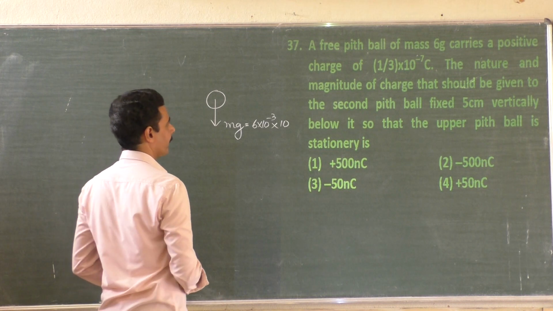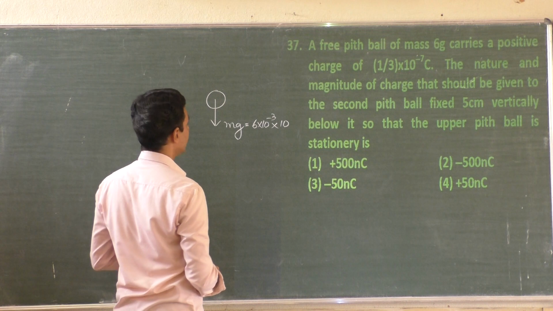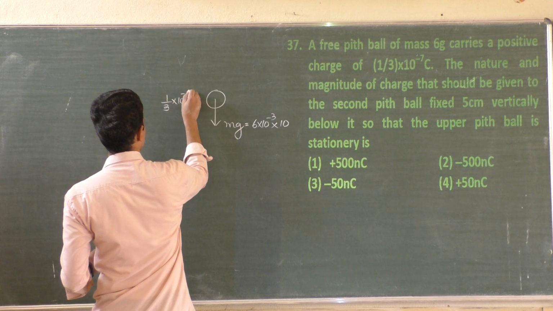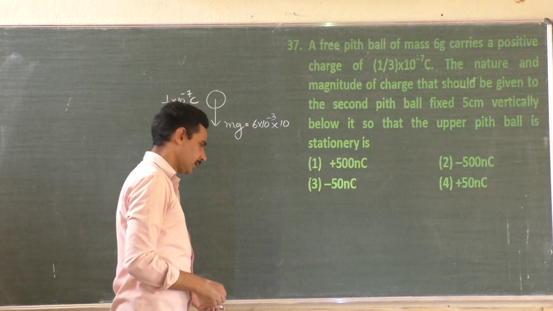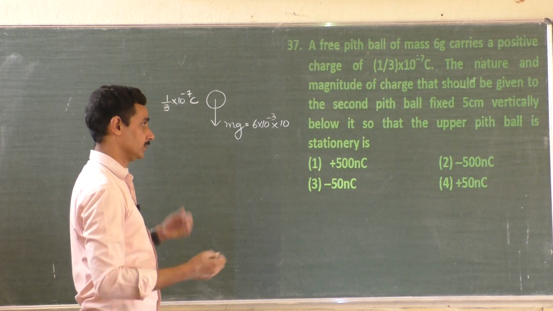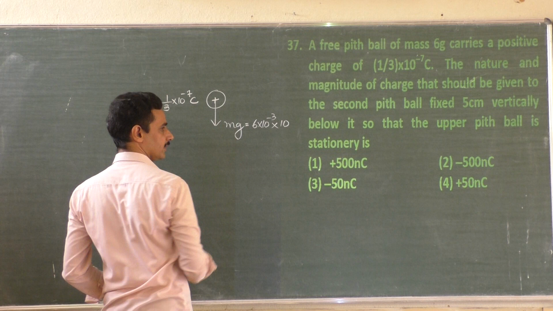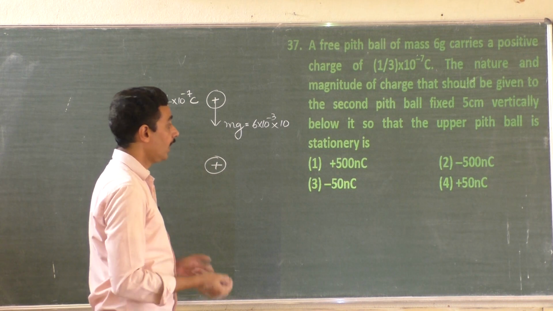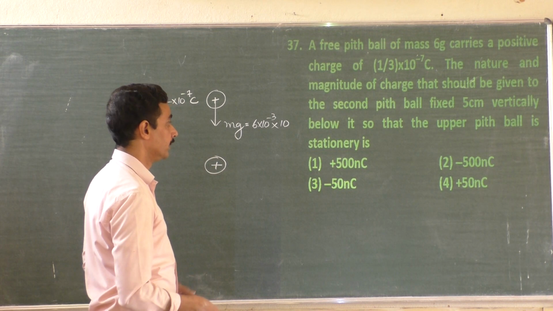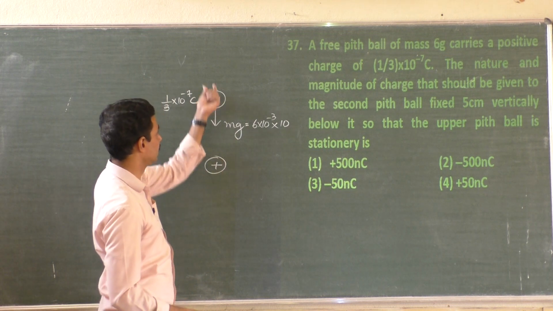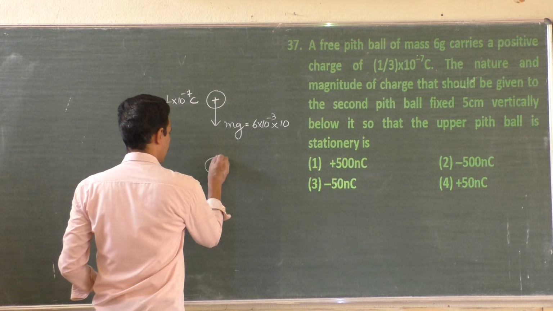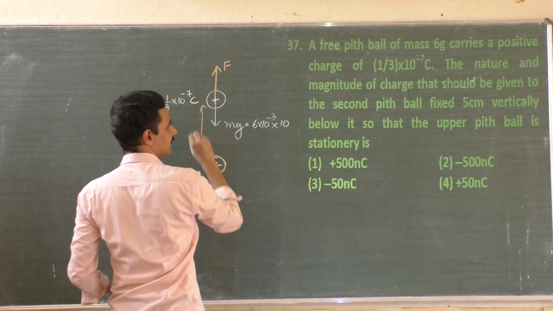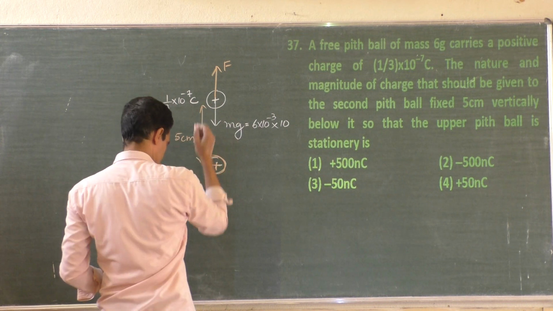And what about its charge? It has been given a charge of 1/3 into 10 to the power minus 7 coulomb. Okay, the charge of the pith ball is 1/3 into 10 to the power minus 7 coulomb. Say this is plus, for the time being we will assume that it is plus. You are given another pith ball. What charge must be given to the other pith ball? Positive or negative? Definitely positive, because it will fall down, it has to be maintained. So that this pith ball repels this one with a force of repulsion, and it is separated by a distance of 5 centimeters. This is the problem.